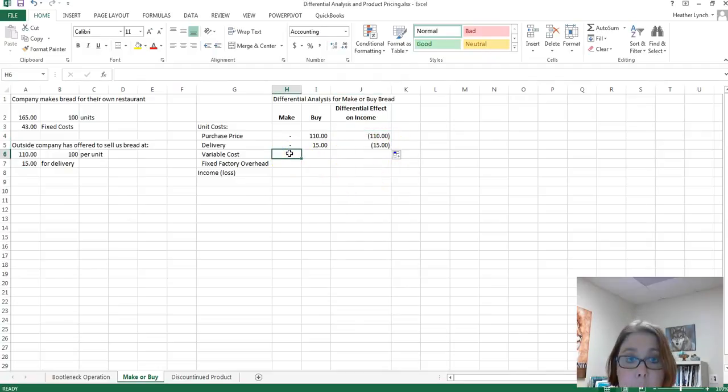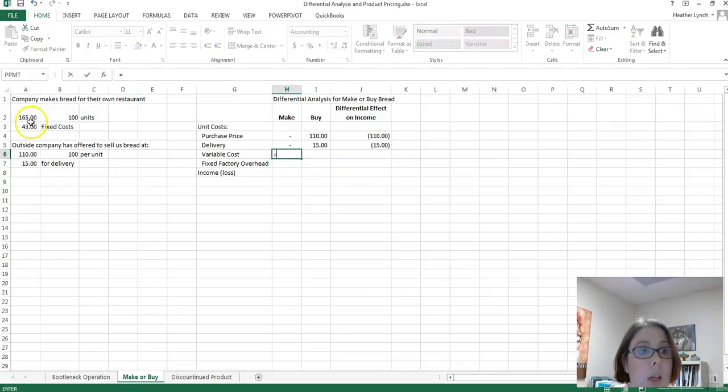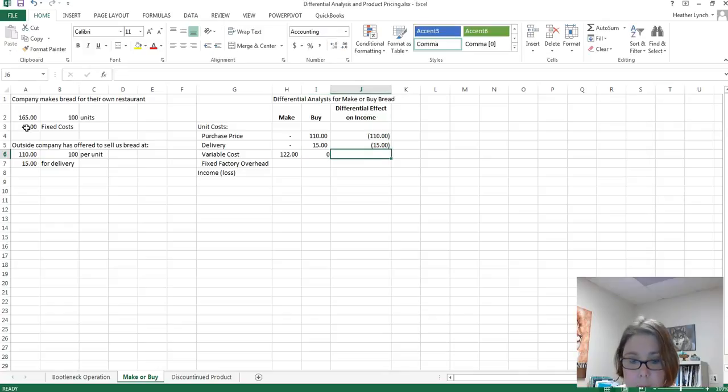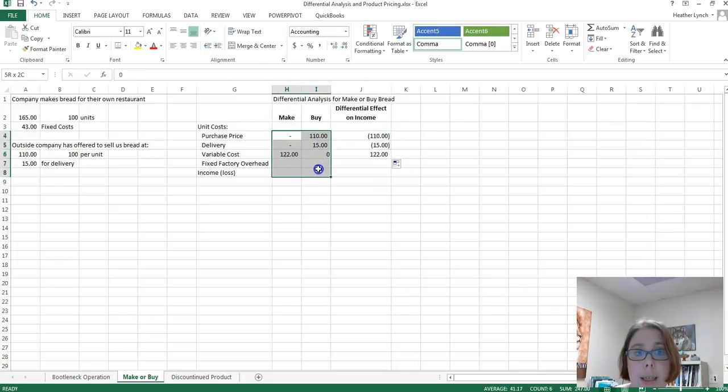Now, our variable cost, that's going to be the difference between your $165 and your $43. So we have $122 worth of variable cost if we make it. If we buy it, we don't have that cost in there. So again, I'll just copy this down because it works the same. And I like to get these in format.